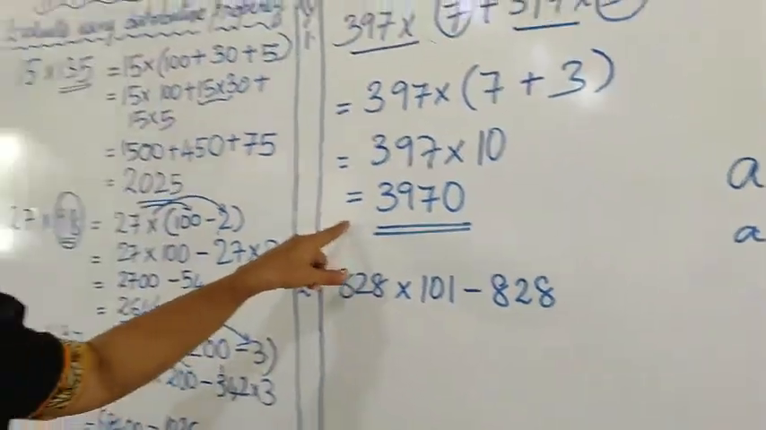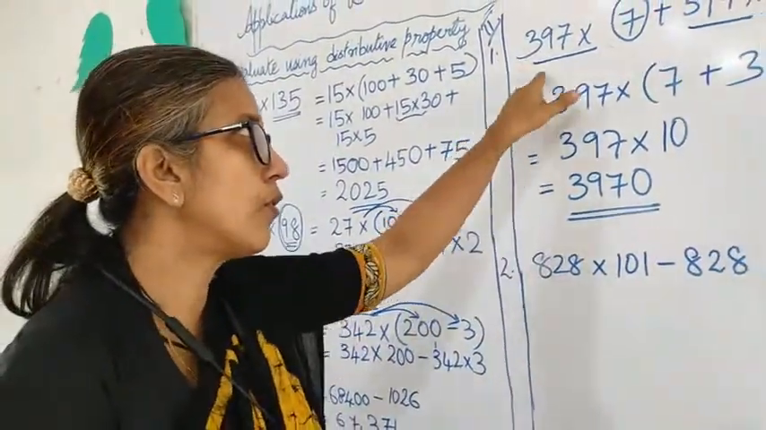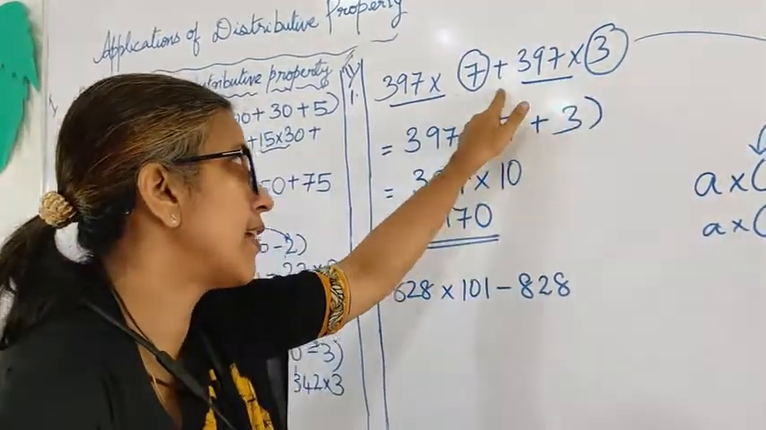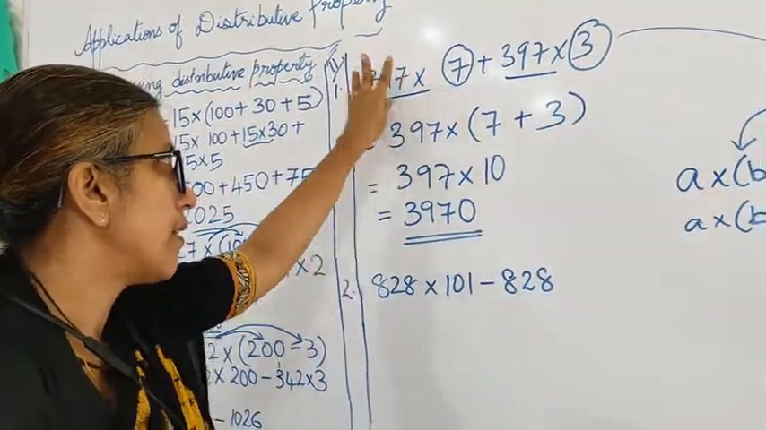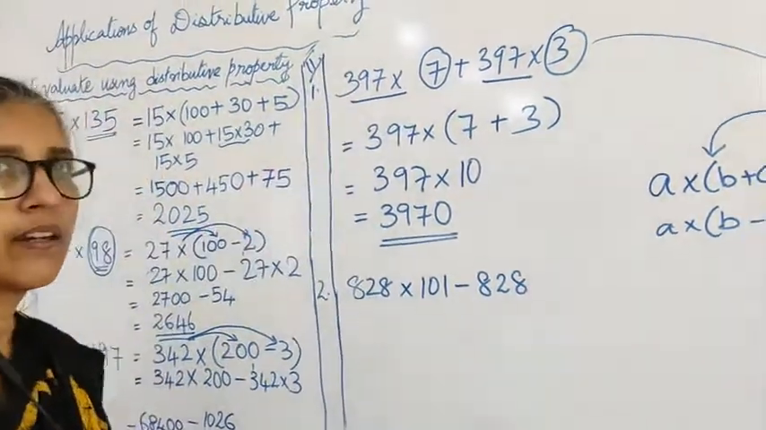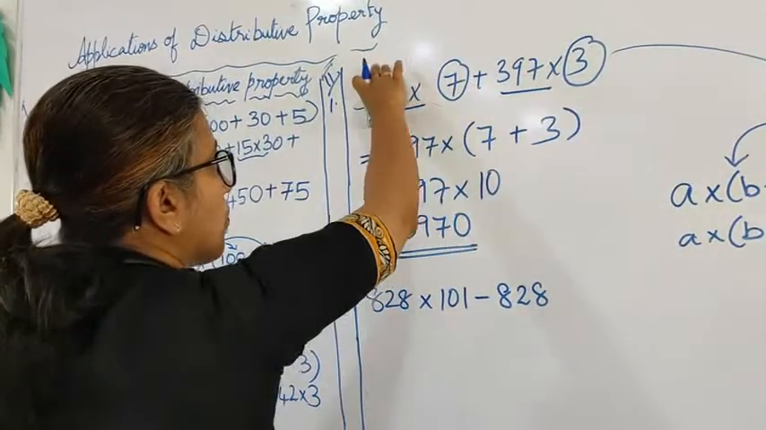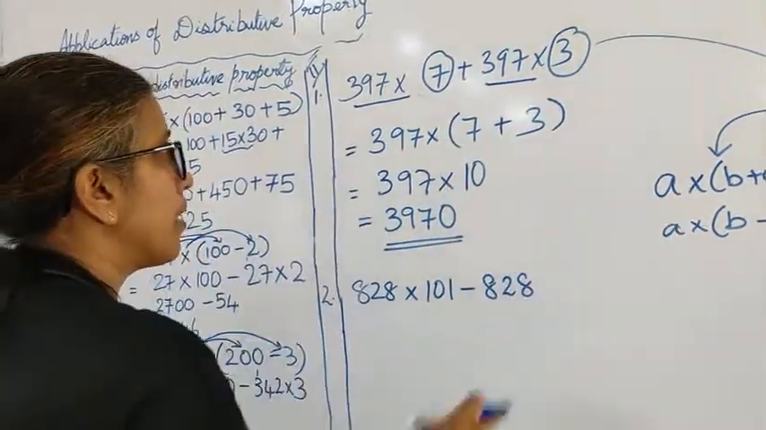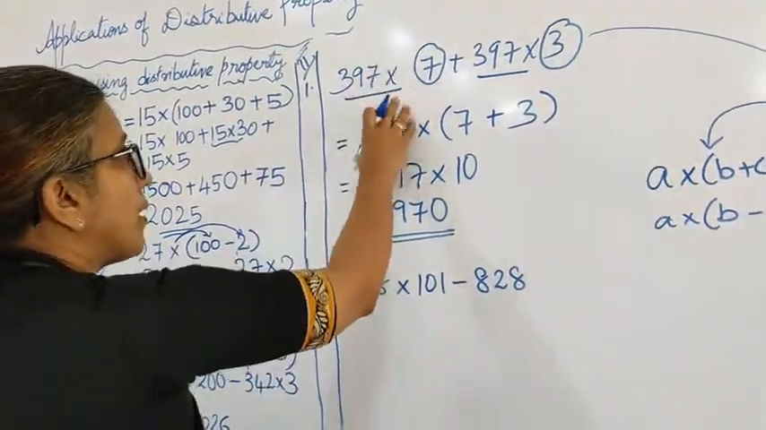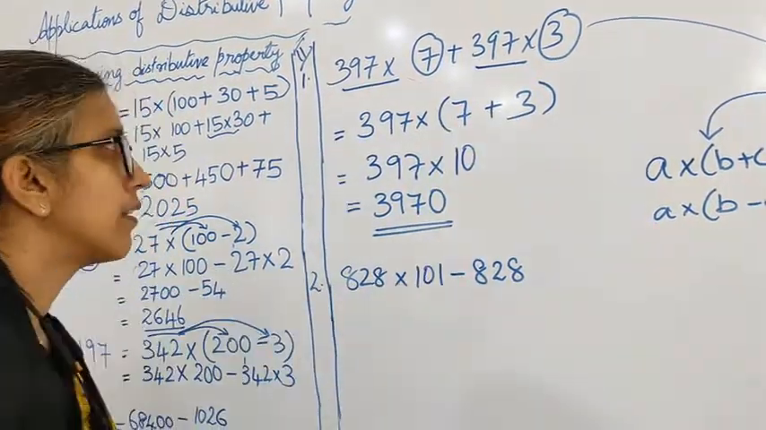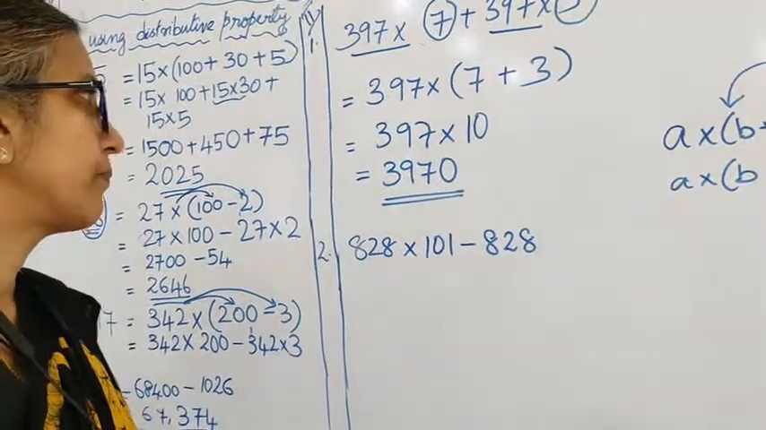So this is very easy. If you do it the other way, you have to do multiplication, again multiplication, then addition. Instead, if you get a question like this where one number is common to both the terms, use the distributive property, take out the common term outside, other terms inside, and do the operation.